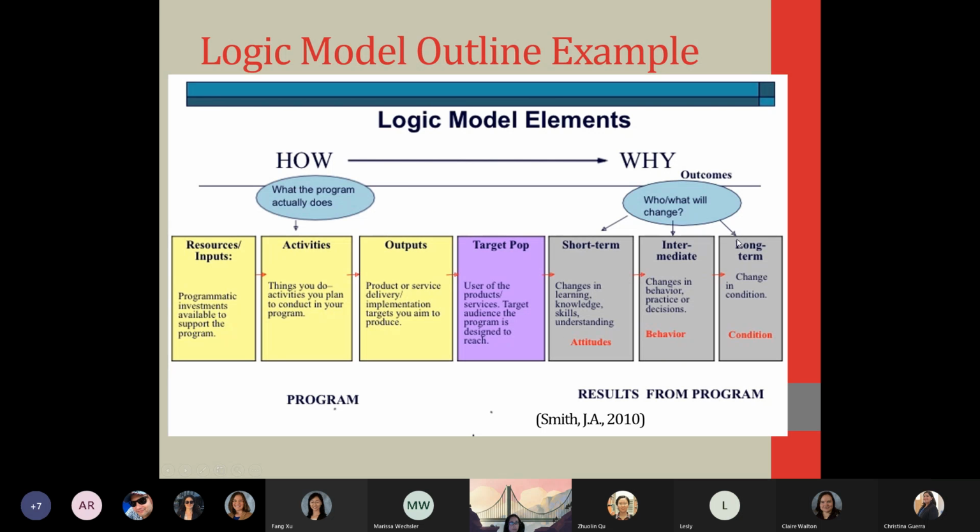So now you have your outcomes. So they break it down here. You don't necessarily have to break it down into short-term, intermediate, and long-term, but this is how I've mostly seen it broken down. It depends, I guess, too, on the length of your project and what you plan to achieve during that time frame. But in terms of short term, you're looking at changes in learning, knowledge, skills, or understanding. Intermediate, changes in behavior, practice, or decisions. And here's another example of a long term, changes in condition. So I really like this example. Any questions on that?